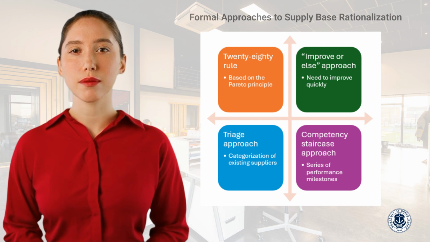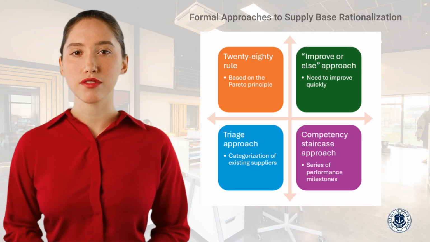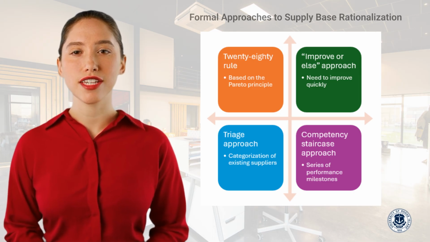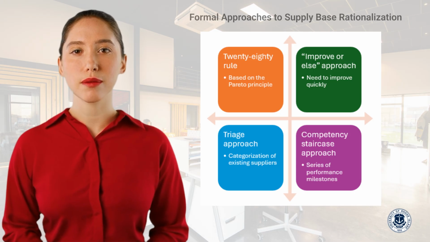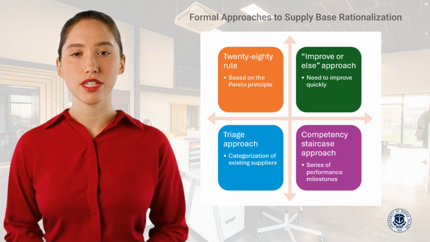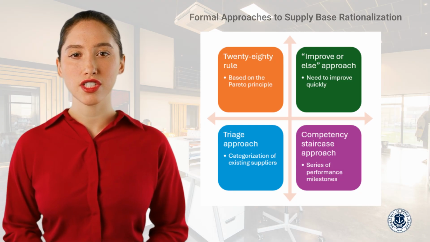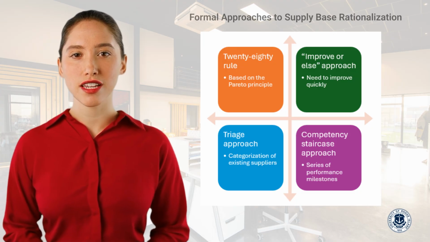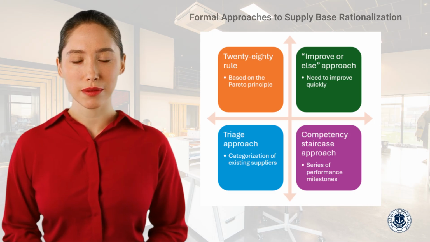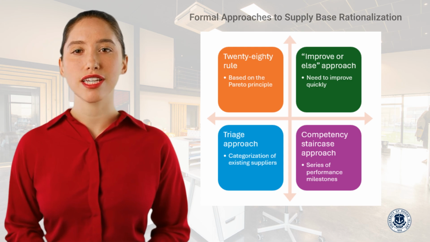The improve or else approach is exactly what it sounds like. The buying firm tells suppliers, your performance must meet our standards by a specified date or the relationship ends. This is usually used when performance problems are clear, switching suppliers is possible, and improvement must occur quickly. The firm provides performance targets such as quality levels, on-time delivery rates, responsiveness, or cost reductions. What makes this approach effective is urgency. Suppliers suddenly realize the relationship is conditional. Many suppliers actually can improve quickly, but they need a strong incentive.